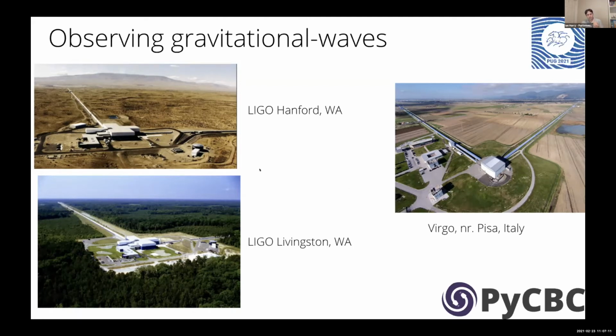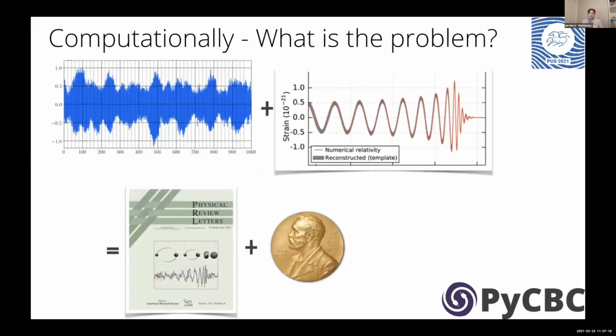So changing gear a little bit now, moving from this to the computational problem. These observatories produce a time series, something like what we might see here. In fact, this is real data from the observatories. This time series contains a lot of noise from instrumental sources, both seismic noise, shock noise, laser noise, etc., but might also contain buried within there gravitational wave signals.